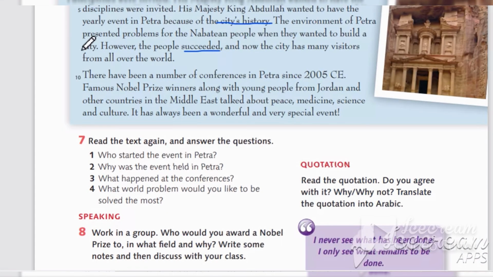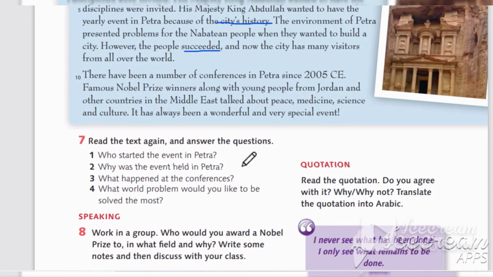Now, question number 1. Who started the event in Petra? Excellent. His Majesty King Abdullah II started this event. Why was the event held in Petra? Why did the king choose Petra to make the event in it?